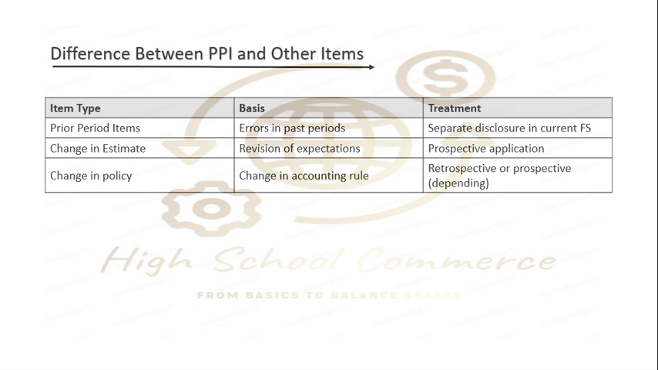Means in both the cases, change in accounting estimate or change in accounting policy, the user or the preparer of the financial statement is not making any error. But in case of prior period items, we have made certain error in the past, and because of that we need to restate the prior period financial statement as well as current period financial statement to report accurate numbers. Hope now it is clear what is prior period item, change in accounting estimate, and change in accounting policy.